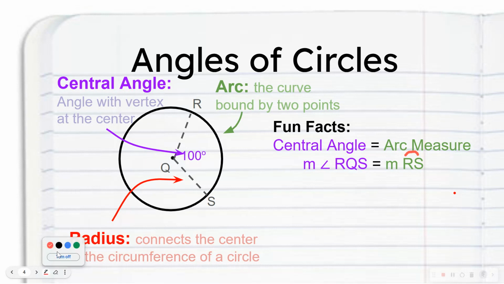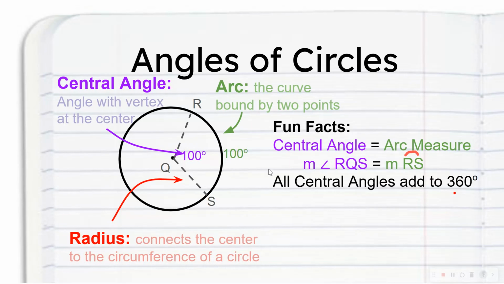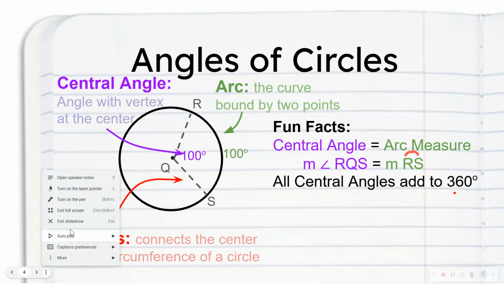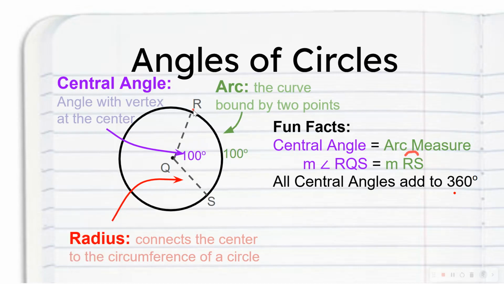So if my central angle is 100 degrees, that means this arc RS is open 100 degrees. So they're the same measurement. Remember that all central angles, all the angles, all the arcs in a circle, it's all going to add up to 360. And so there's two ways I can go about this circle. I can go from R to S this way, or I can go from R to S the longer way.